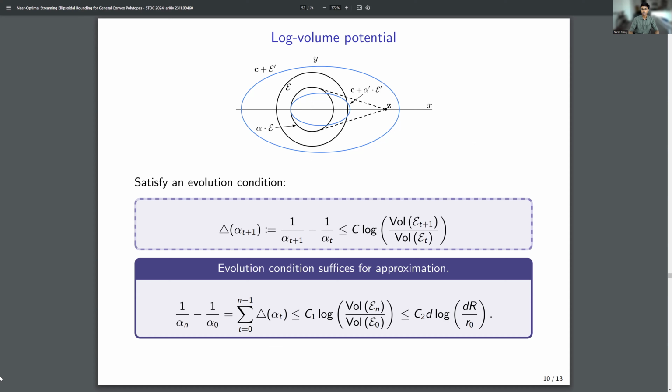So what we see from this is that if we are able to design a monotone update rule that obeys this evolution condition, then we get a respectable approximation factor. Now what remains is to design an update rule that does in fact satisfy this evolution condition and is monotone.